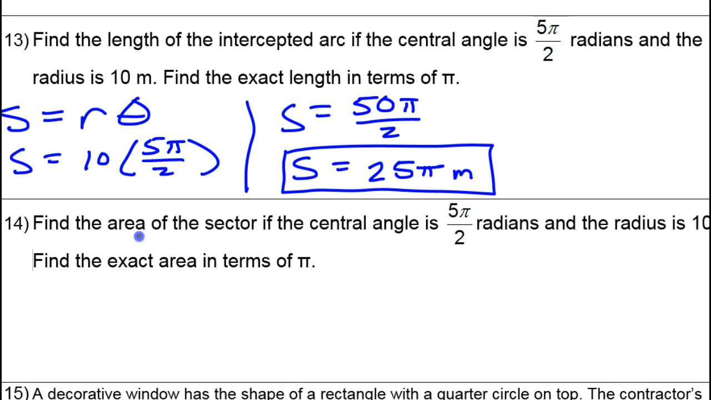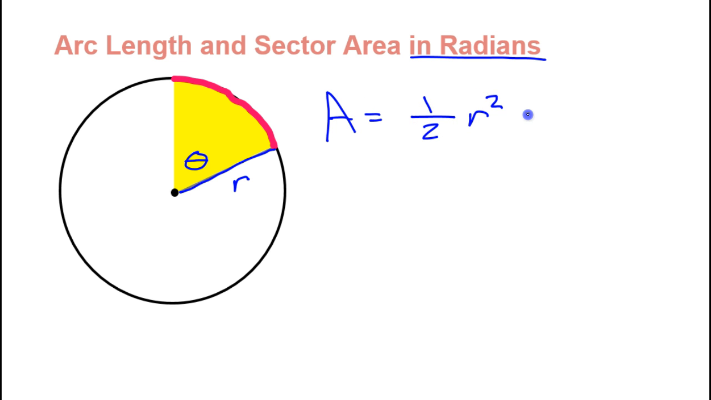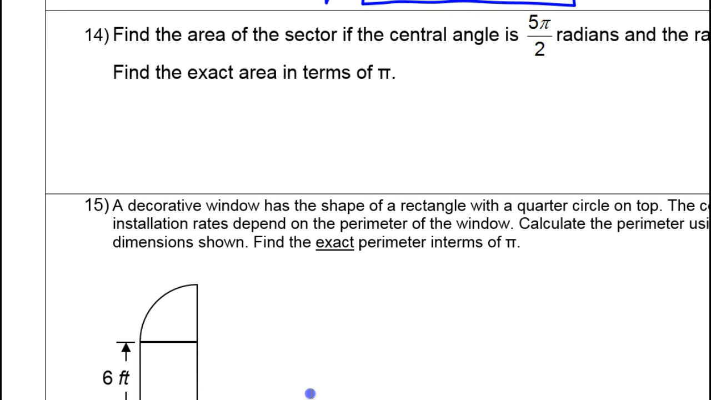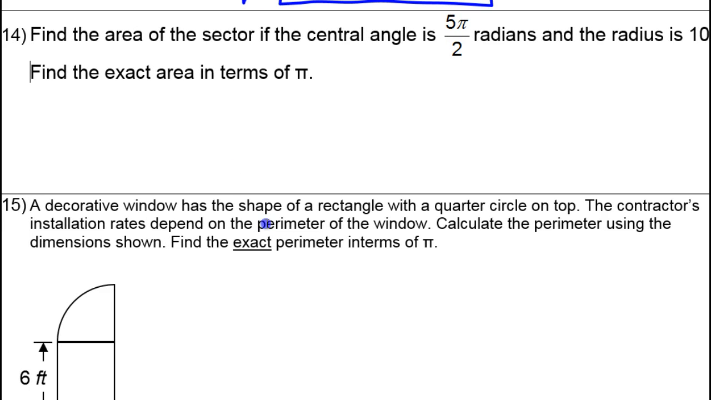The next question is talking about the area of the sector, so let's jump over and talk about that. The formula for the area of a sector is the area equals 1/2 the radius squared times the angle. Once again, the angle has to be in radians in order to use this formula. That gives us the area of this pizza-like slice. So let's use that formula for number 14 here. That's 10 meters. It's going to get cut off over there, but it's meters.